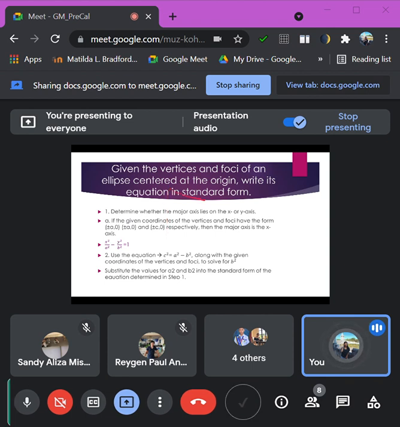Okay, ang atong given anak class ha kay vertex og foci, which is kani. Okay. So far, na questions? Walay question? Okay, so sige, mo-proceed ta.